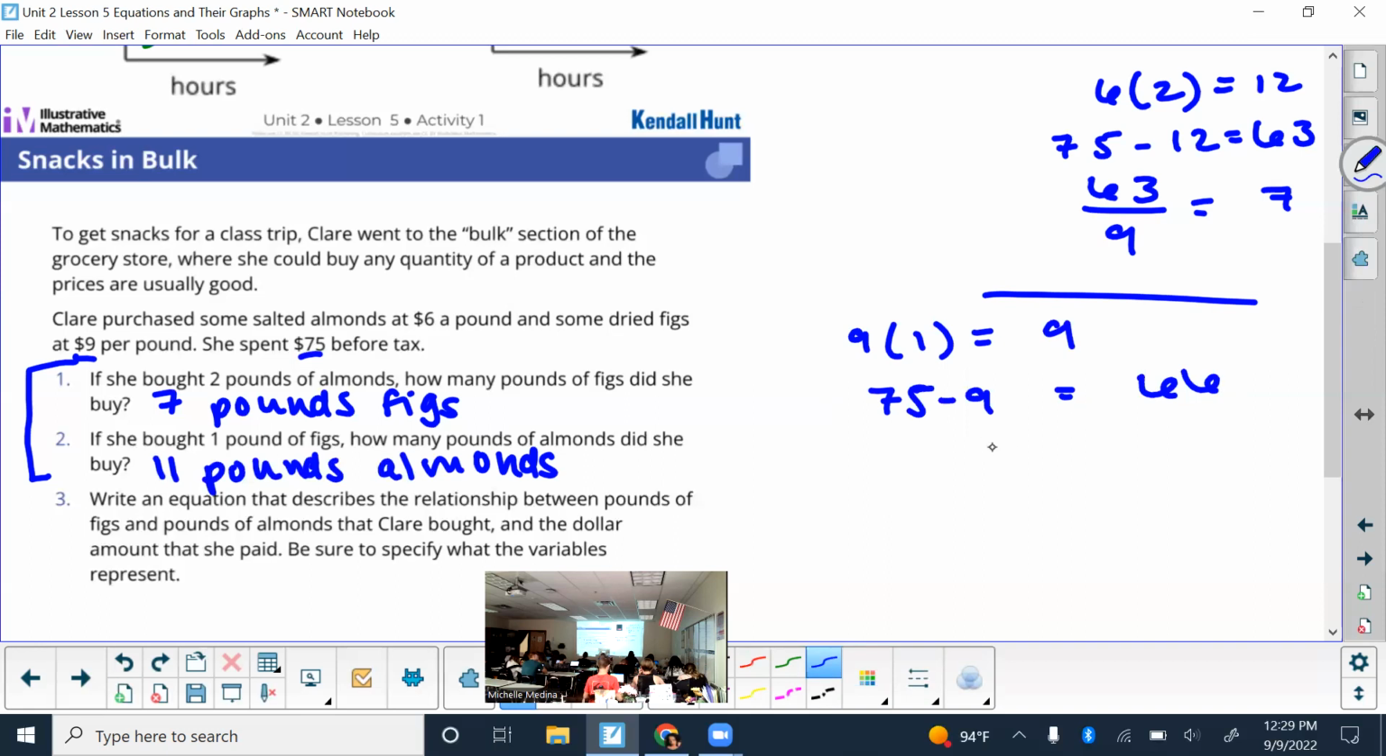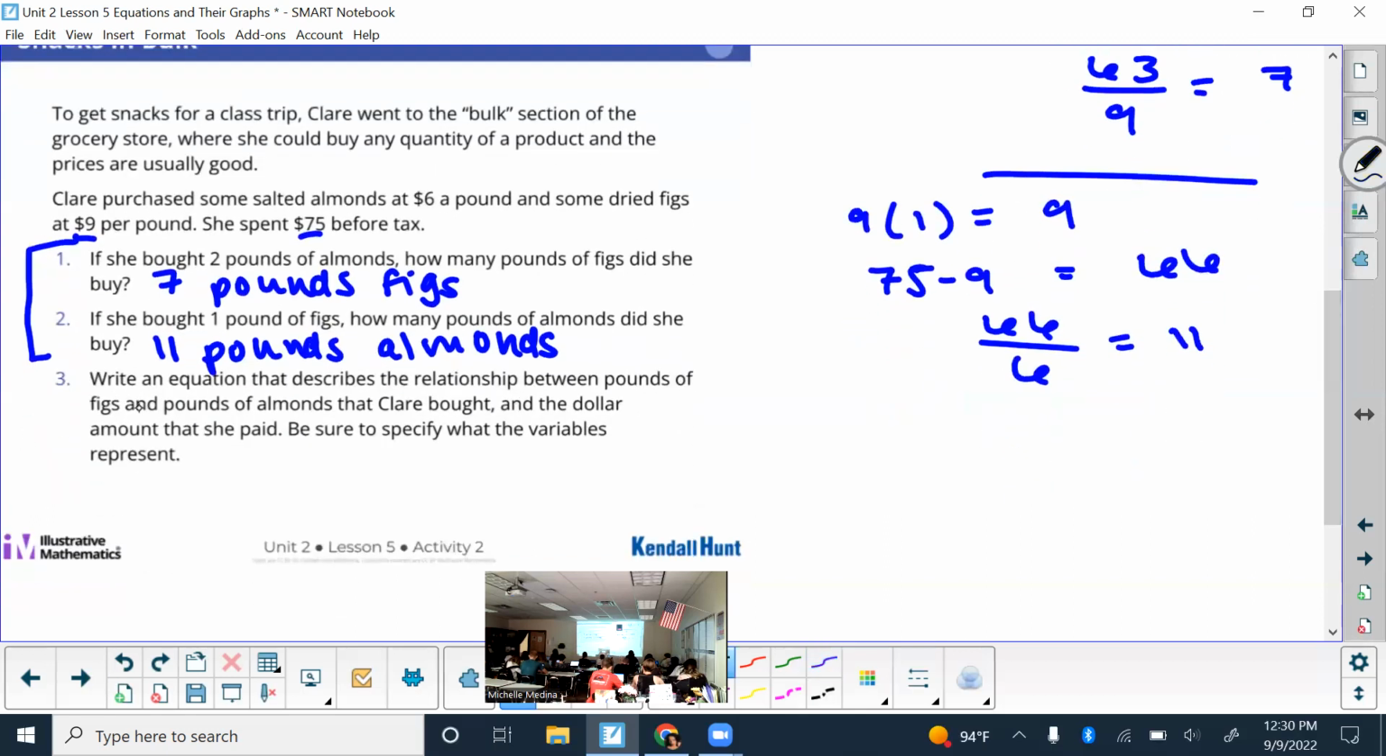What do you do with that 66? And why 6? Good. So we want to know how many almonds did she buy? You know, she spent just $6 on almonds, so divide it out. That's how we got the 11 pounds of almonds. Now, this third part we'll do together. It says write an equation that describes the relationship between pounds of figs and pounds of almonds that she bought.